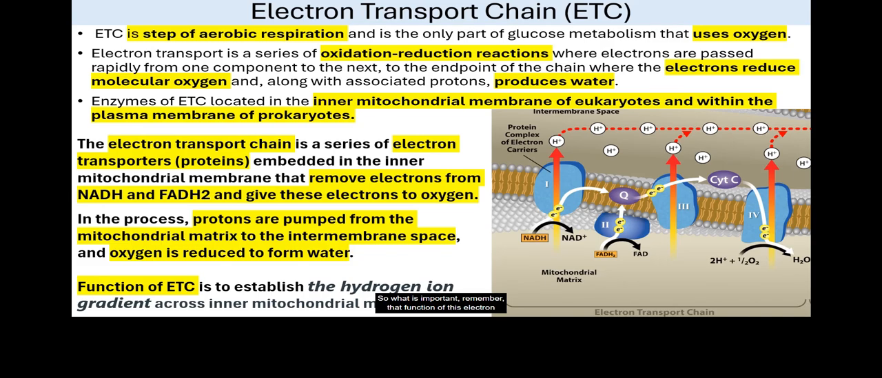What is important to remember is that the function of this electron transport chain is to establish a hydrogen ion gradient. We're making a gradient on different sides of the mitochondrial membrane. We have a lot of hydrogen protons on one side, and in the mitochondrial matrix we have fewer. So a lot of positively charged protons are accumulating in here.